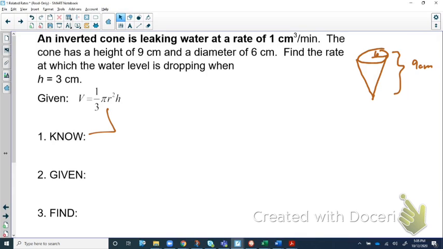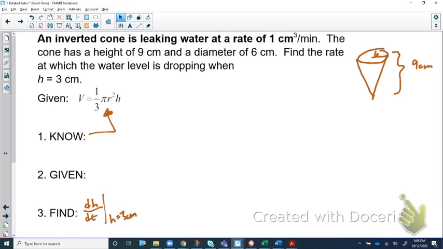We know the volume of a cone is 1/3 pi r squared times the height. The rate at which the water level is dropping means we're looking for dh/dt, the rate of change of the height with respect to time, and we're looking at it when the height is 3 centimeters.